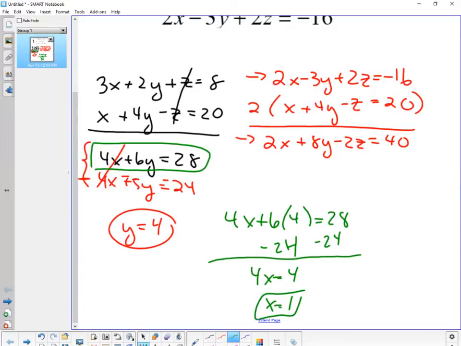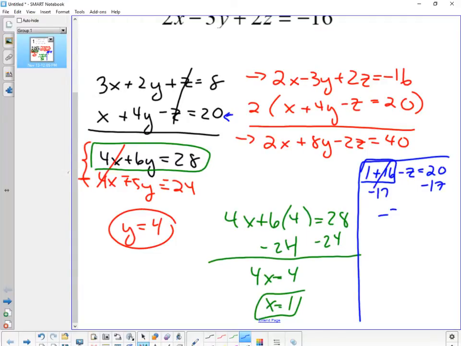Now that I have x and y, I'm going to go to the top and pick one of the original equations. And I'm going to try to squeeze it in here somewhere. Just do x plus 4y minus z equals 20. So x, which is 1, plus 4 times 4, which is 16, minus z is equal to 20. So this is 17 here, so I'm going to take away 17. So negative z is equal to 3. Sorry, I put a negative in there. Negative z equals 3, therefore z is equal to negative 3.